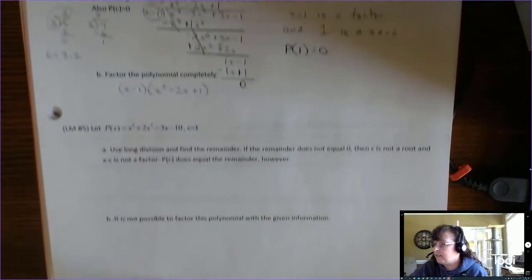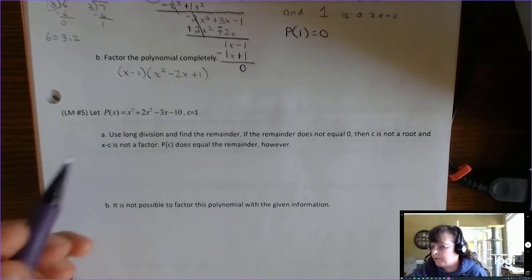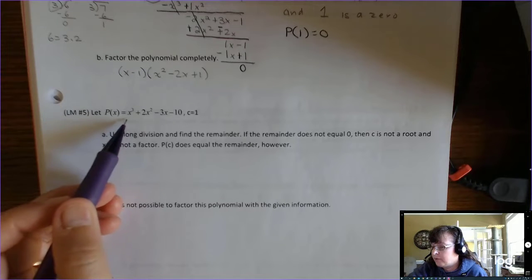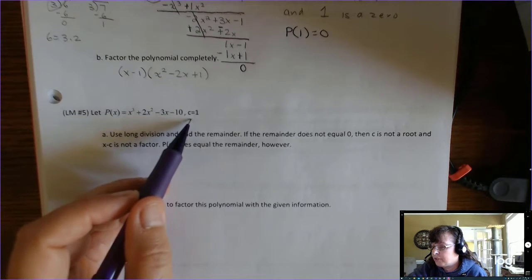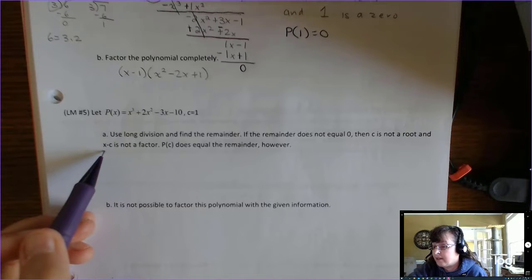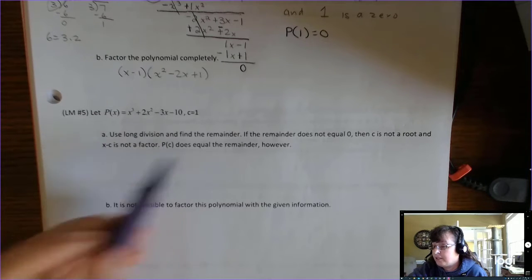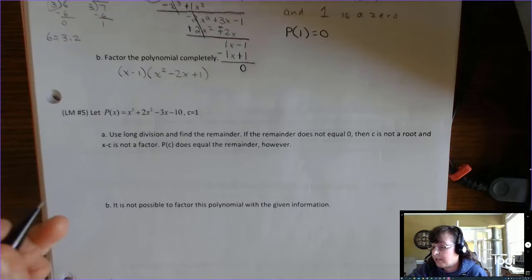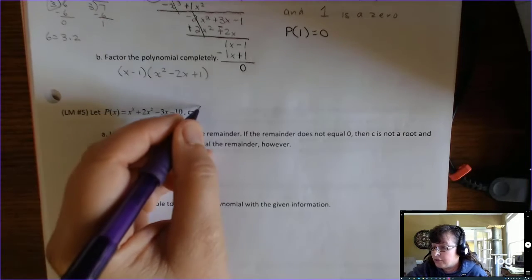All right, this is number 5 from the lab manual. All right, here's your polynomial. Here's your potential 0. Use long division and find the remainder. If the remainder does not equal 0, then c is not a root and x minus c is not a factor. P of c does equal the remainder, however, so let's see what happens. Okay, so this is a potential 0.